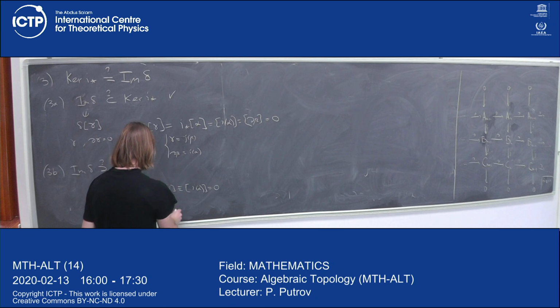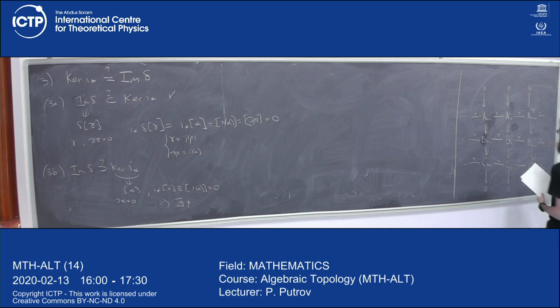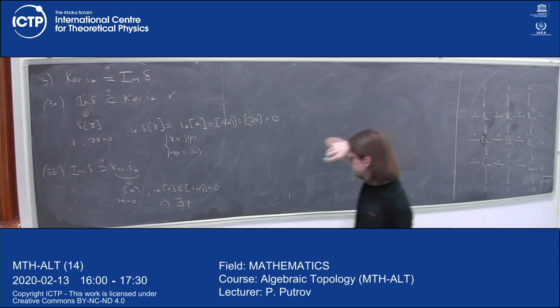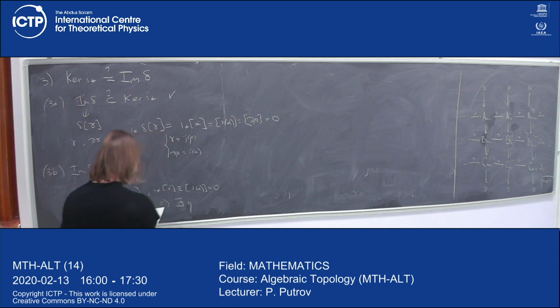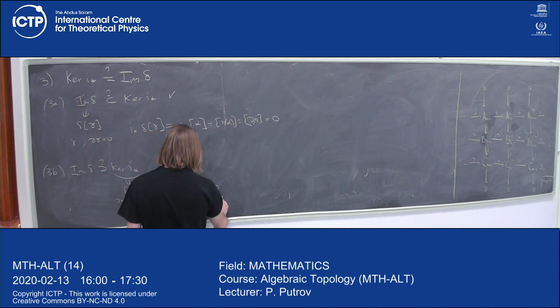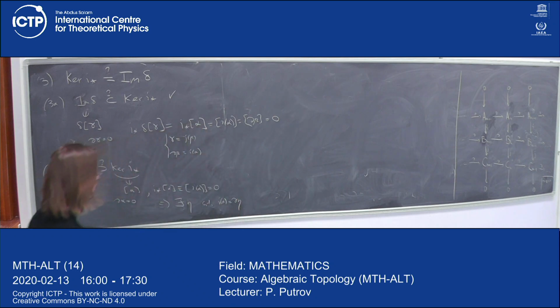Okay, so this means that the class of this guy is 0. This means there exists beta. So the i of alpha is here, and this is trivial in homology. This means that there's some eta here, and so this is d. It's in the image of d. So there exists eta such that i of alpha is d eta.